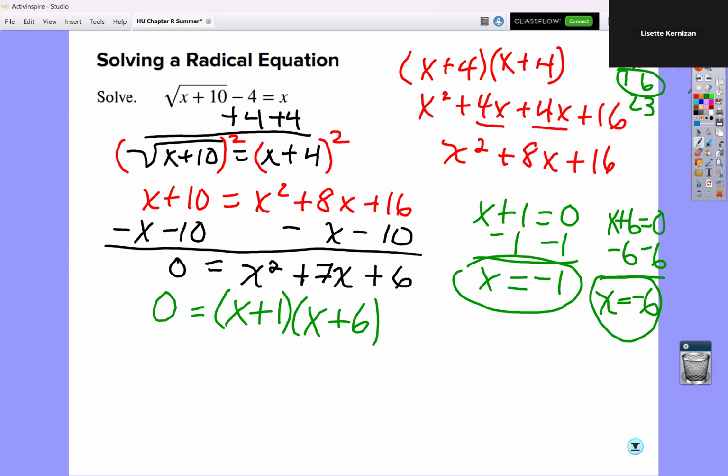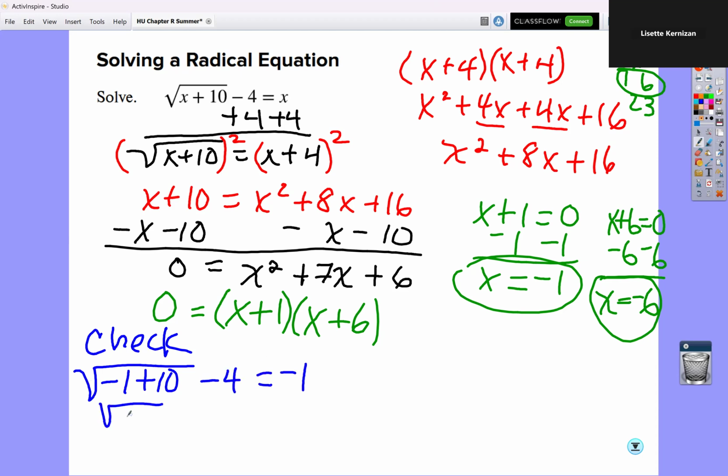So you always want to check and make sure that it works out, because sometimes you get what we call extraneous solutions, which means it doesn't work. So I'm going to plug this back into my original equation. I'll do negative 1 first. So square root of negative 1 plus 10 minus 4 should equal negative 1. Negative 1 plus 10 is 9. Square root of 9 is 3. 3 minus 4 does equal negative 1. So this one checks out.